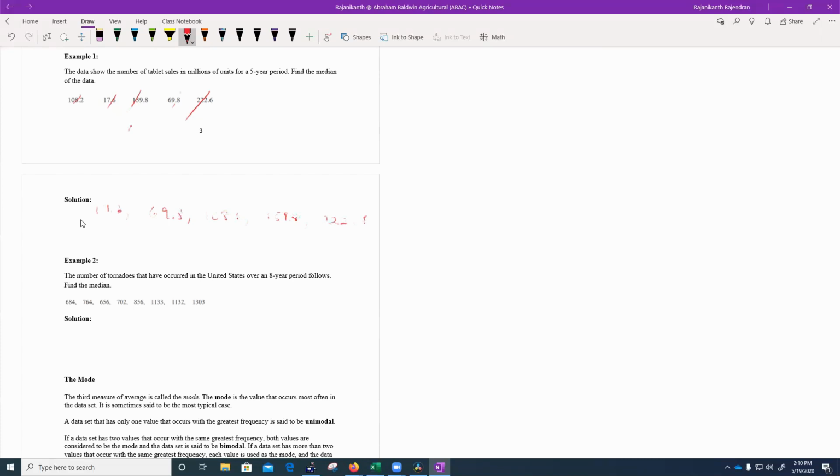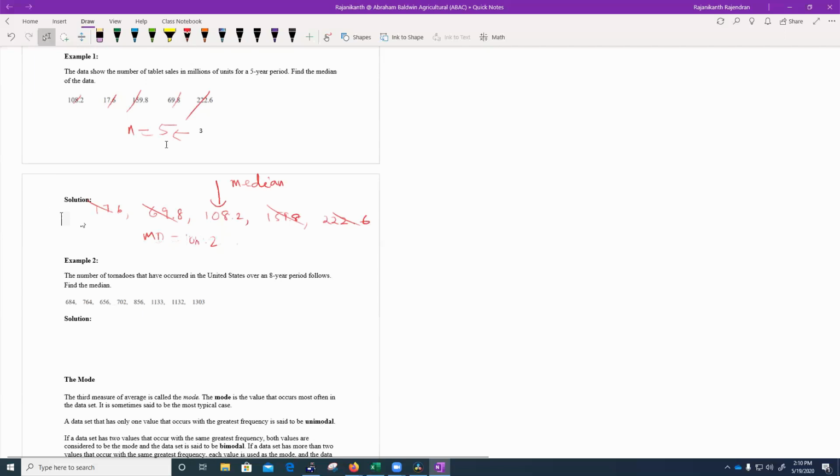How many data values are given? What is my little n here? 1, 2, 3, 4, 5 data values, right? So the number of data values is now 5. So 5 is an odd number, so you will have only one middle number. How do you find that middle number? Simply strike from both ends and you will get the middle number. So this is my middle number, which is the median. We use MD for median. So that is 108.2.